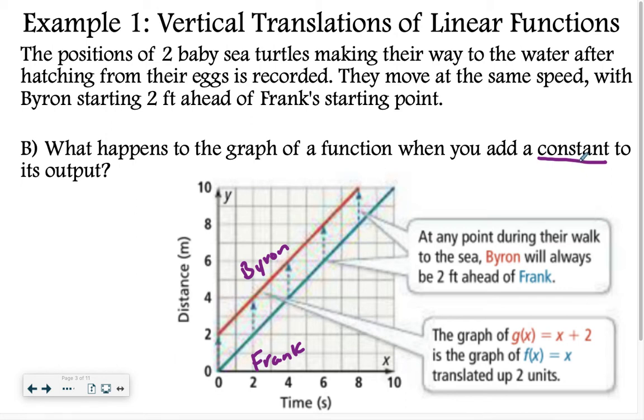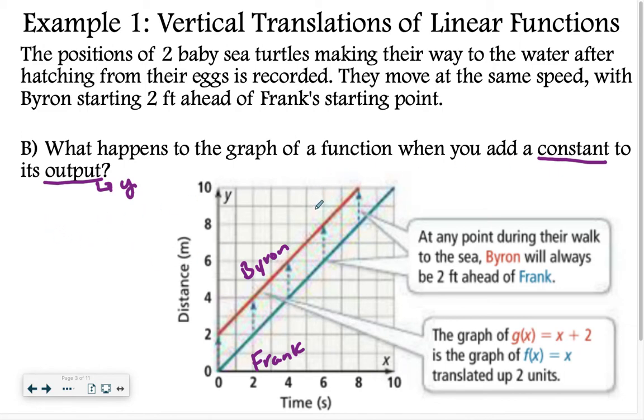That's okay. I'll remind you what a constant is in a minute. Another word you might be confused about is output. This is something that we talked about when we began working with functions this chapter. Remember, output is basically just another way of saying y. Remember, input is x, output is y. Now, constant is any number without a variable.